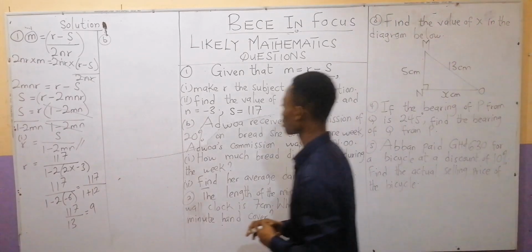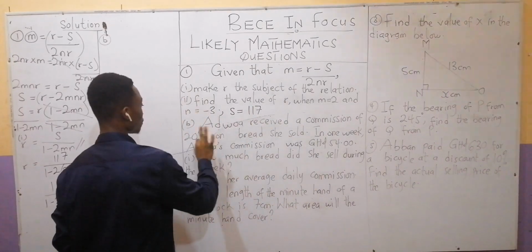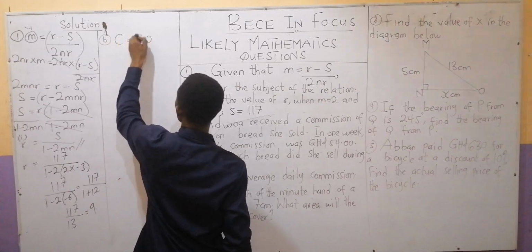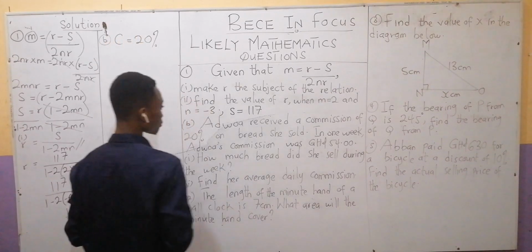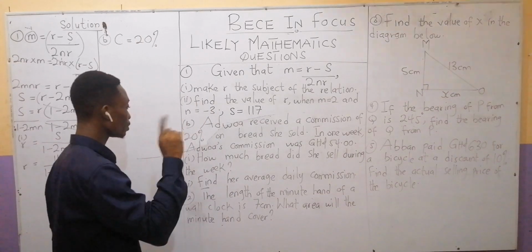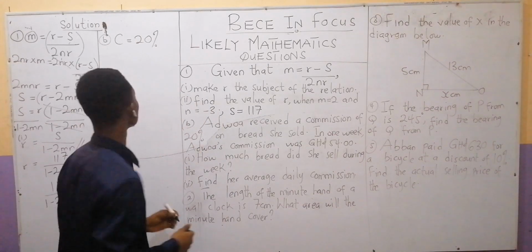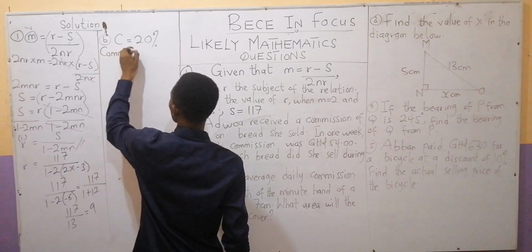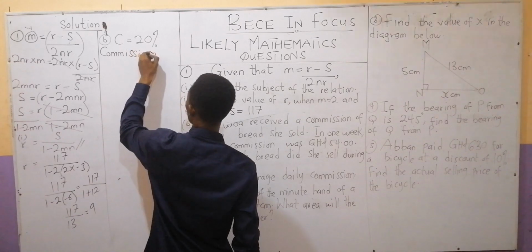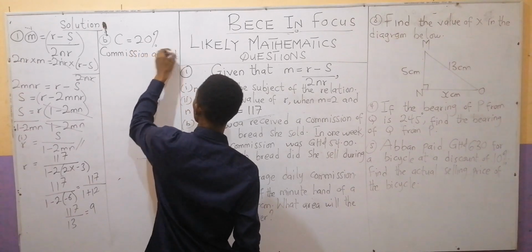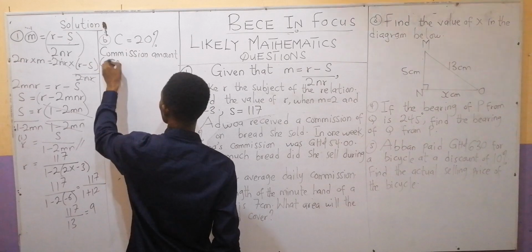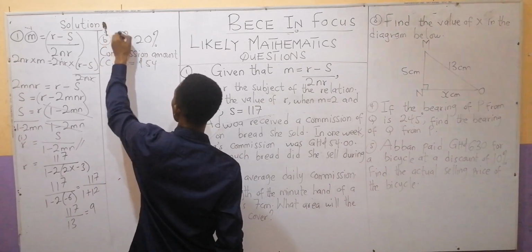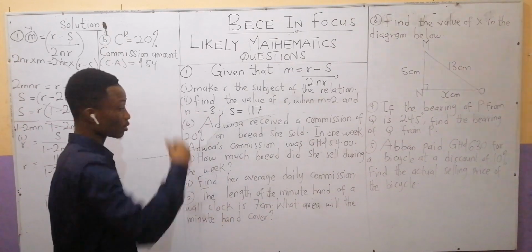So let's start. Now Ajua receives a commission of 20%. So the commission rate CR is 20%. And the question says in 1 week the commission is calculated and given to her. So we'll say the commission amount, CA, is 54 Ghana cedis, and CR is the commission rate, so it corresponds.